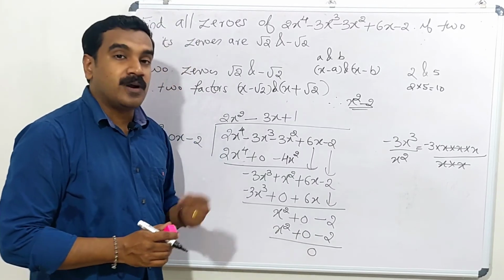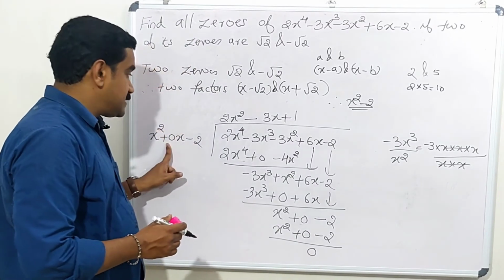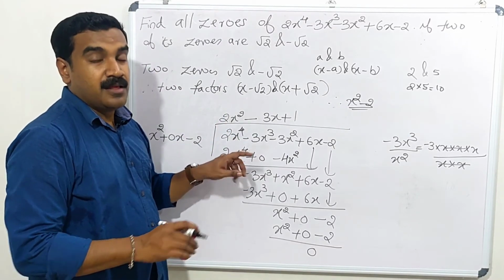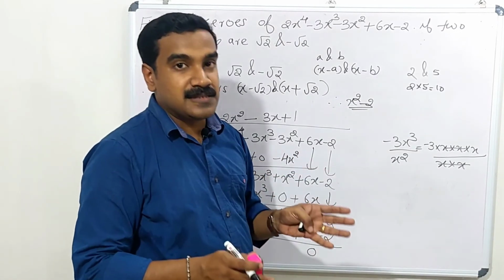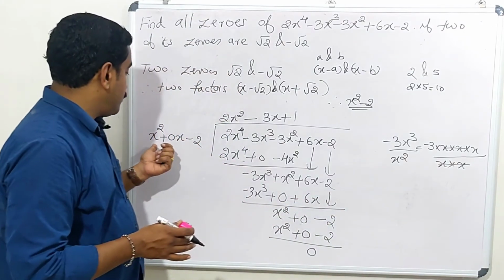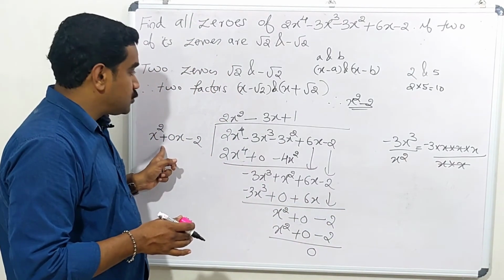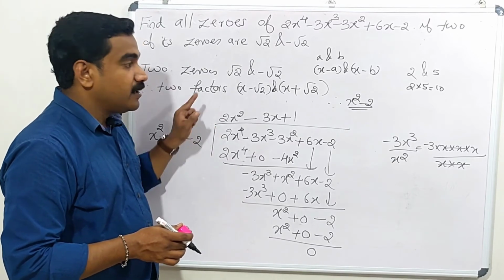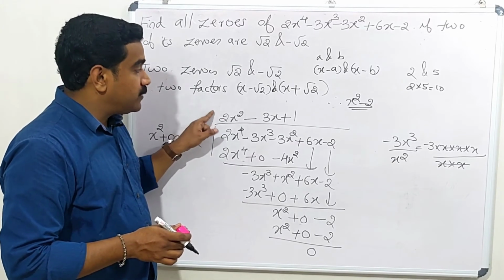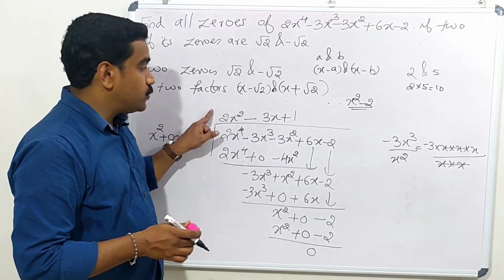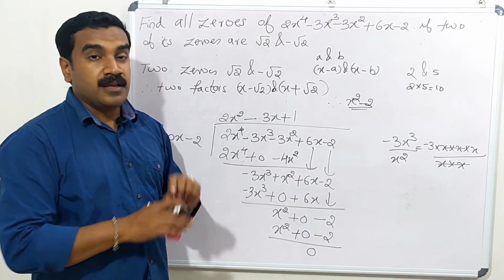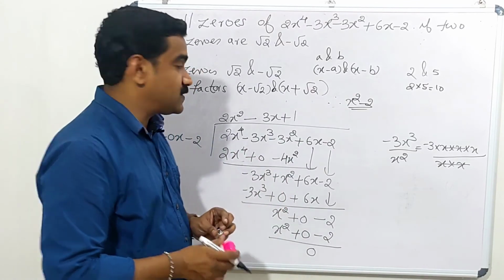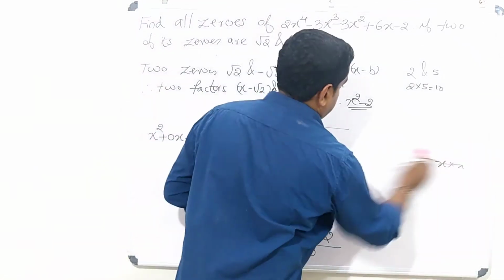So the remainder is 0. What is the meaning of remainder 0? This is a factor of this polynomial, and this is also a factor of this polynomial. From the factors we can find the zeros. We already found zeros from this one: root 2 and negative root 2. So our next step is to find zeros from this quotient. What is the quotient now? 2x square minus 3x plus 1. We want to split it, make it into factors, and find the zeros. Okay, check how we are finding.